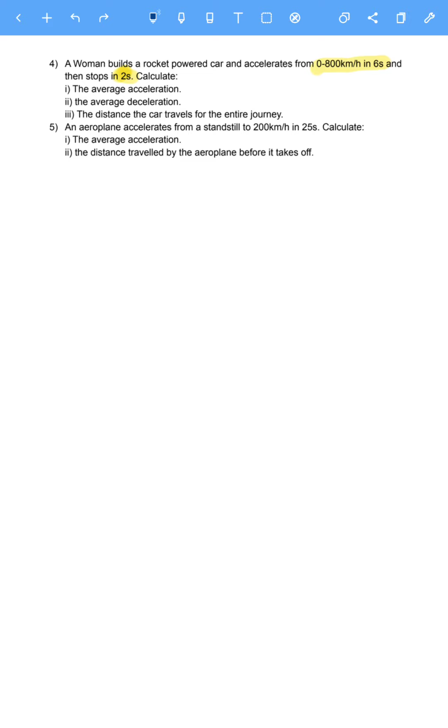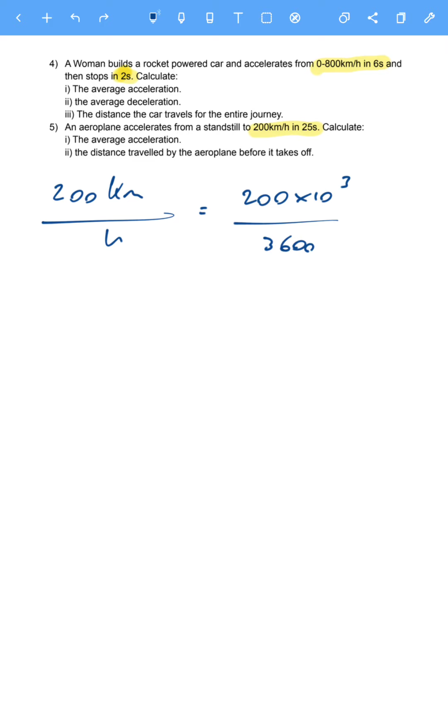On this one, an airplane accelerates from a standstill to 200 kilometers per hour in 25 seconds. Calculate the average acceleration. So basically we just need to get the velocity from kilometers per hour into meters per second. If you remember, it's just divided by 3.6. If not, it's 200 kilometers in 1 hour, so that'll be 200 times 10 to the power 3 divided by 3,600, which is the same as dividing by 3.6. That gives us 55.5 meters per second.